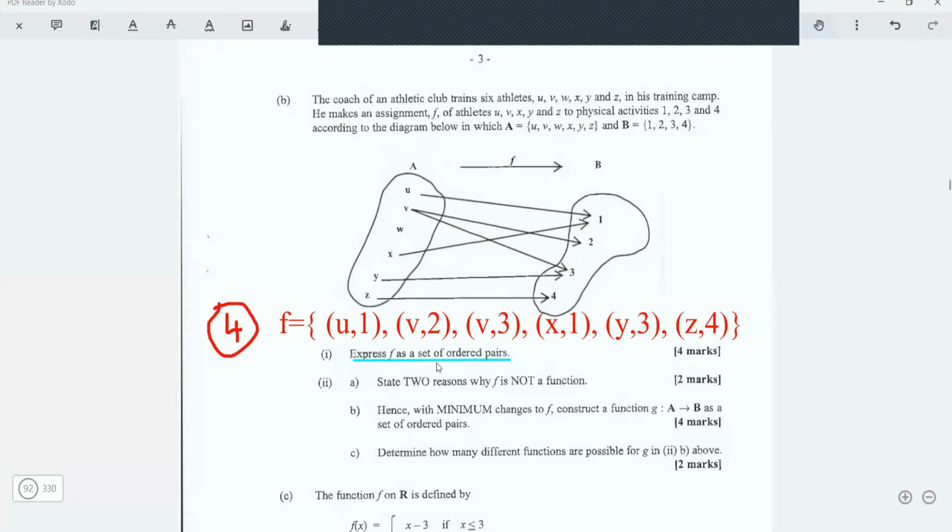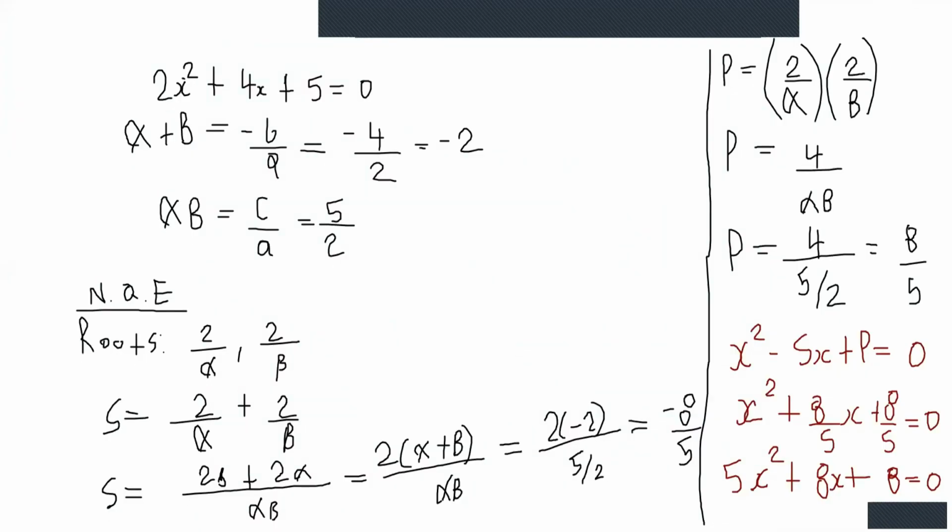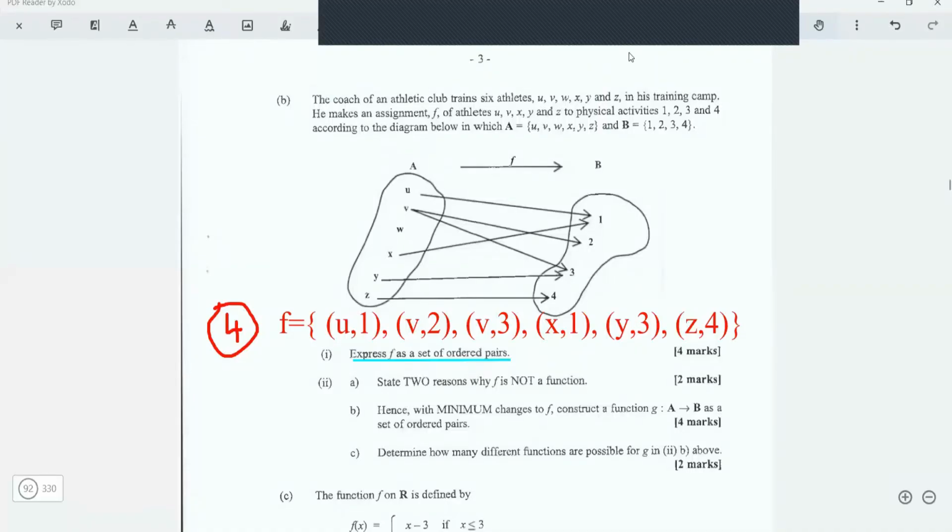Then it says state 2 reasons why f is not a function. Most of us got the first reason in the mock exam. Everybody told me that W doesn't map. So that's pretty good. The first reason why it's not a function is because W does not map.